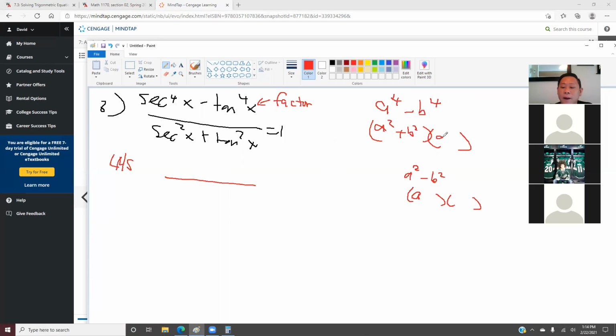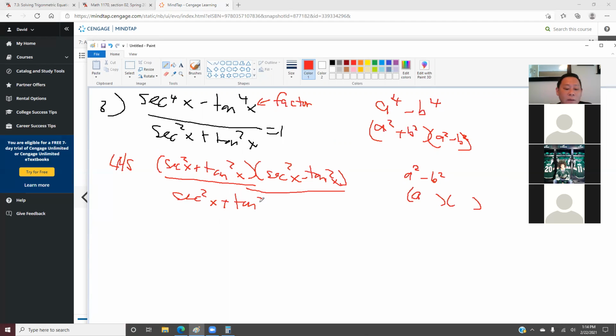Yep, you're correct. But now you change back your a and b to become secant and tangent. So this will become secant square x plus tangent square x, secant square x minus tangent square x, all over secant square x plus tangent square x. Then what you do next? You can cancel these two out, right? But don't forget, we need 1.